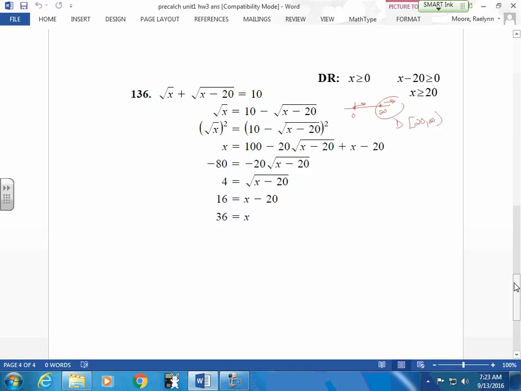Again, you're going to have to distribute this out. Collect your like terms first. There's your 80, subtract it. There's your x, subtract it. It gets rid of the x. Divide by a -20. Make life a lot smaller here. Square both sides and solve.